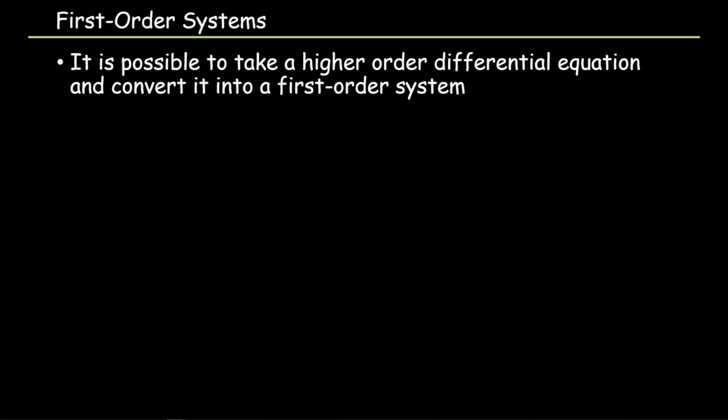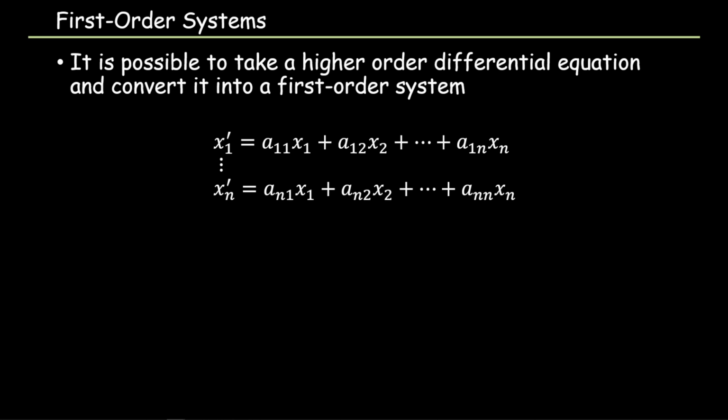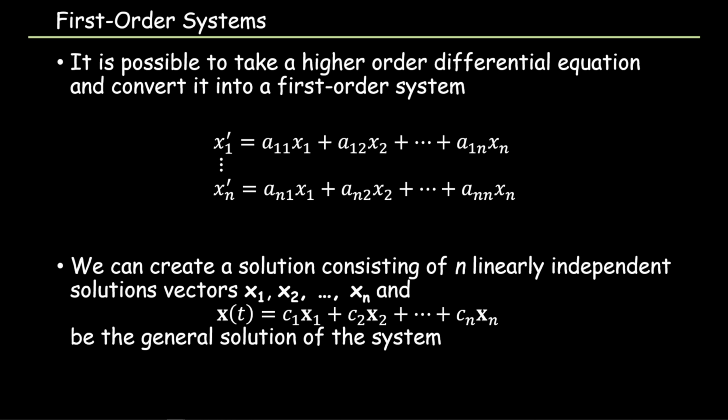Before we get started, I want to do a quick review on first order systems. As I mentioned in the last lecture, it is possible to take a higher order differential equation and convert it into a first order system. An example of how a first order system looks is x prime sub 1 is equal to a11 x1 and so on, all the way down to x prime sub n. We can create a solution consisting of n linearly independent solution vectors, x1, x2, up to xn, and our general solution of the system will be x(t) equal to c1 x1 plus c2 x2 all the way to cn xn.